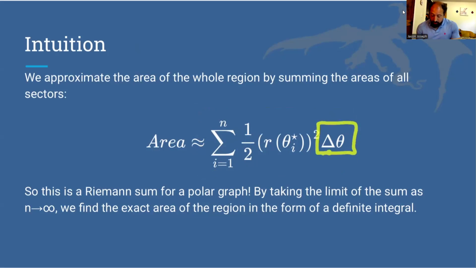Notice, for example, this delta theta in the approximation will become the d theta in the integral as we take the limit as n, the number of sectors, goes to infinity. And remember, that's also the same as saying that the widths, the delta thetas, are all going to zero. So they're getting skinnier and skinnier, and that makes the approximation get better and better.